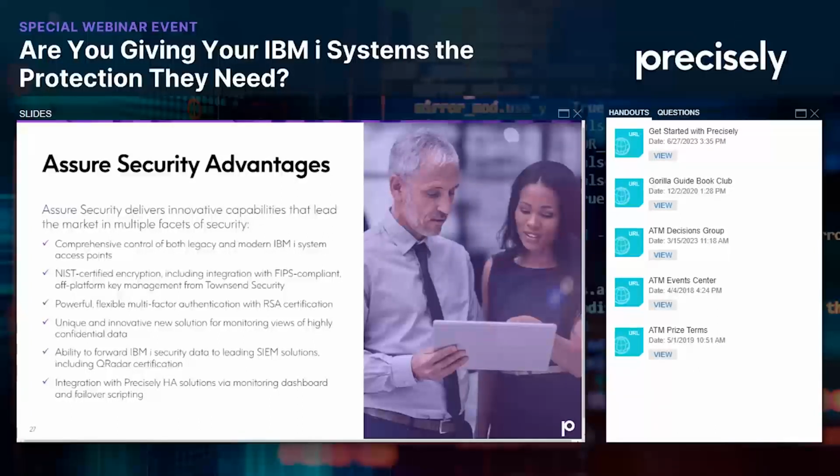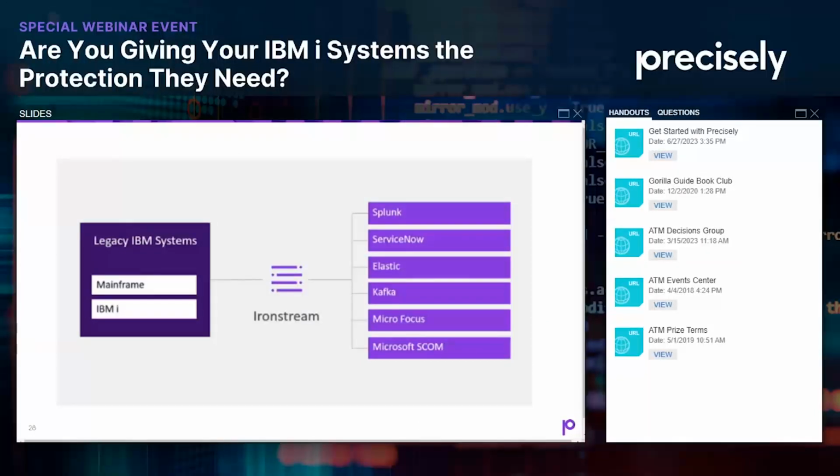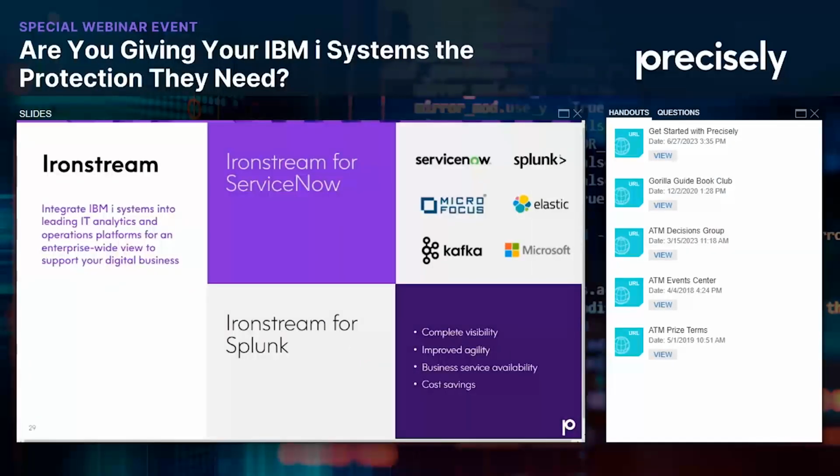This is fundamentally the challenge I spoke to on the previous slide about the monitoring, of getting that data off of the legacy IBM system into these more modern analytic platforms where people are looking at the data. Our product that can help you with that is called IronStream. We've got IronStream for all these different platforms. I call out ServiceNow and Splunk because they are honestly the two biggest ones right now that we're in the marketplace with. But all these other ones, Kafka, Elastic, we've got some new platforms coming in the short term.